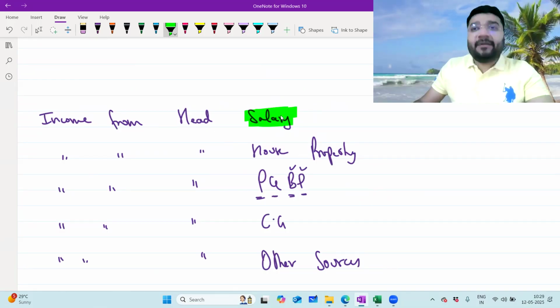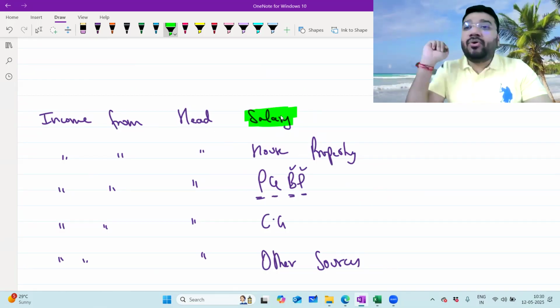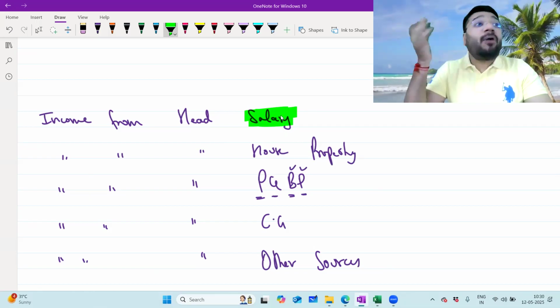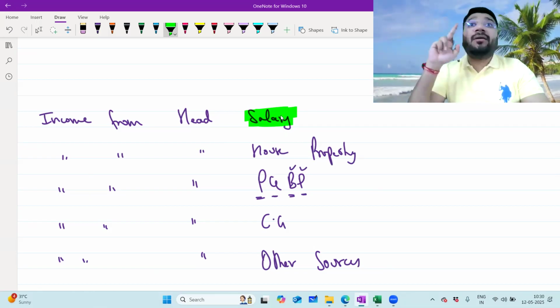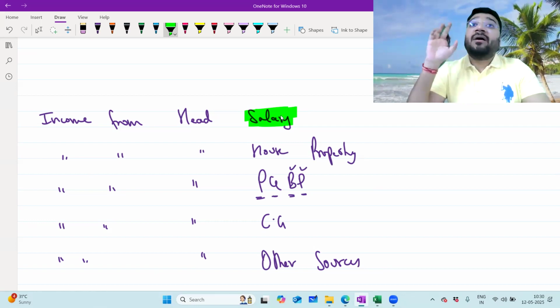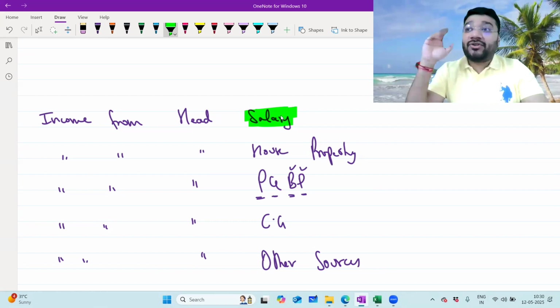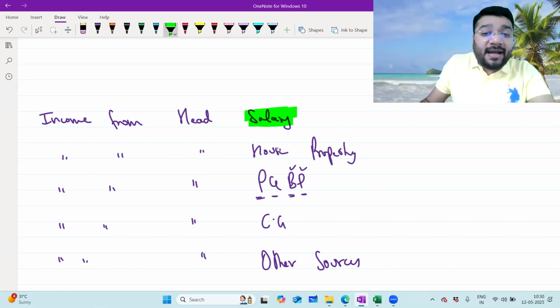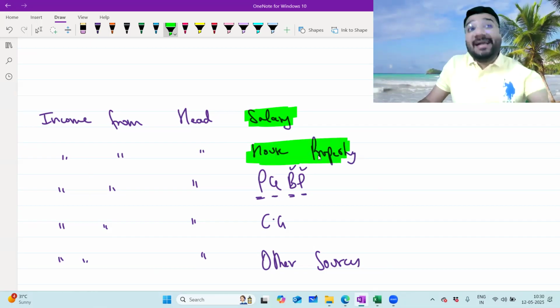Second, imagine apart from doing a job, you have a property, and that property you've given on rent. So we are earning rentals on the house property. Property is given on rent. So where will you classify? Income from the head house property. Rental income will come where?